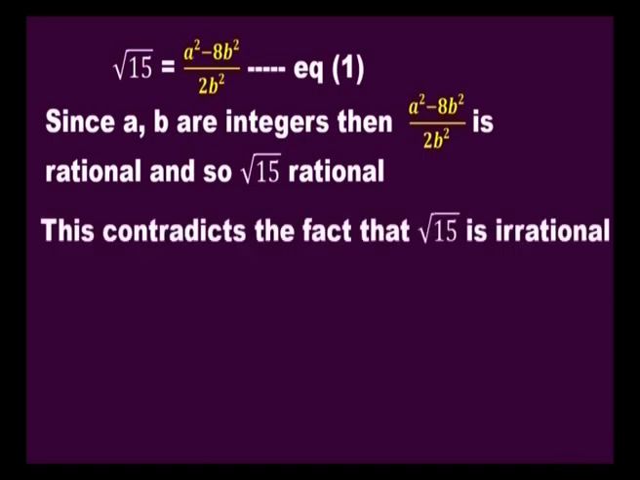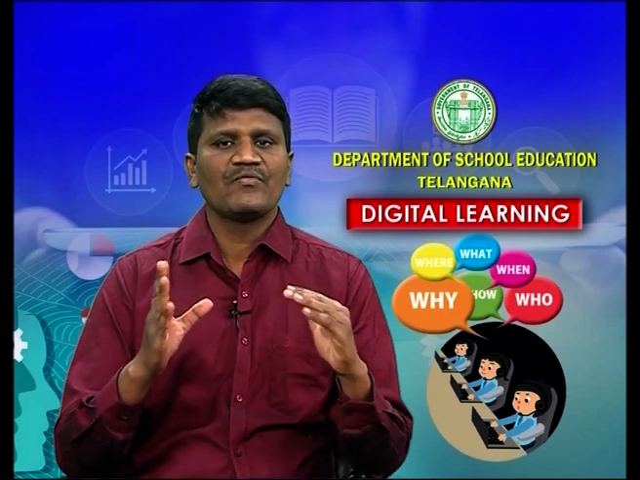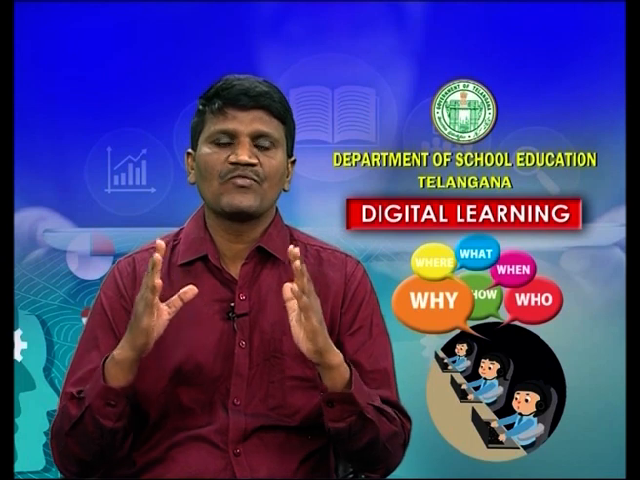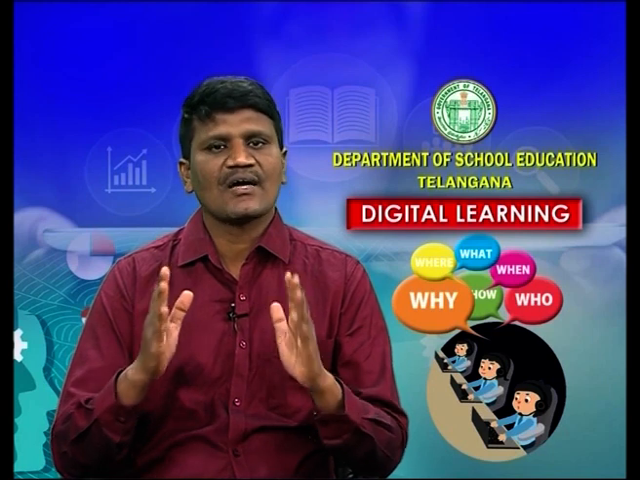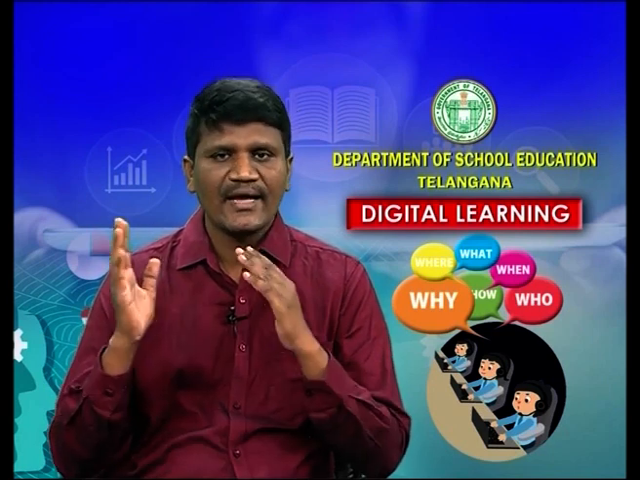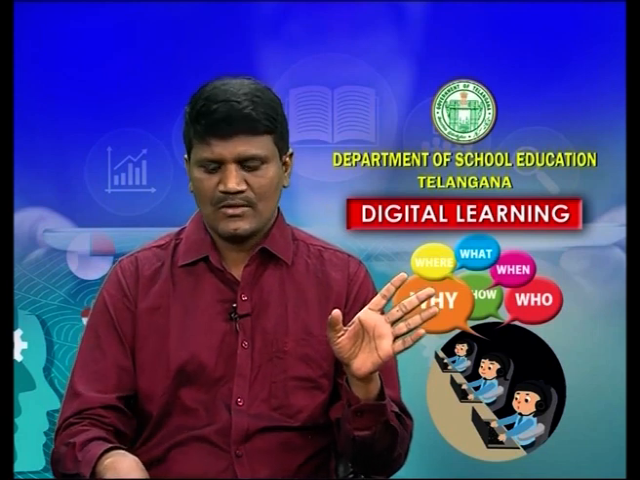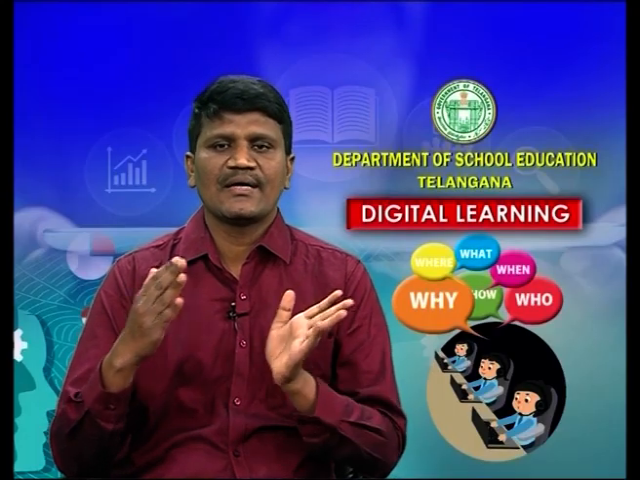This contradicts the fact that root 15 is irrational. We know that root 15 is an irrational number, which contradicts what we just got. This has arisen because of our wrong assumption. What was our assumption? Our assumption was that root 3 plus root 5 is a rational number. While doing the process, we got root 15 as rational, which contradicts the fact that root 15 is irrational. So why has this come? This has arisen because of our wrong assumption. So we can conclude that root 3 plus root 5 is an irrational number. So this is the proof that the given number is irrational.